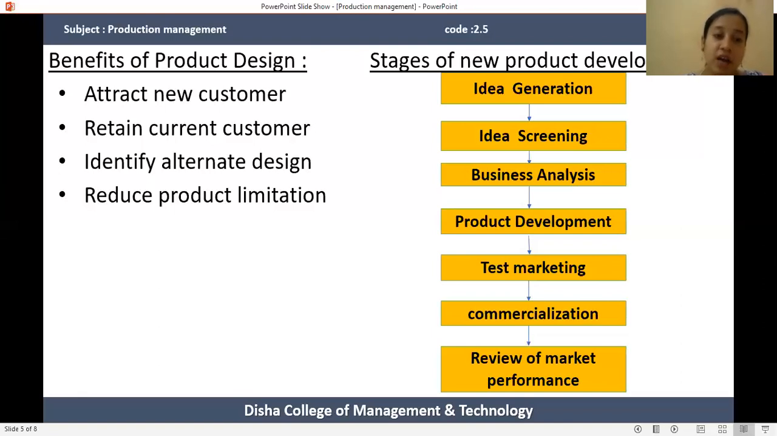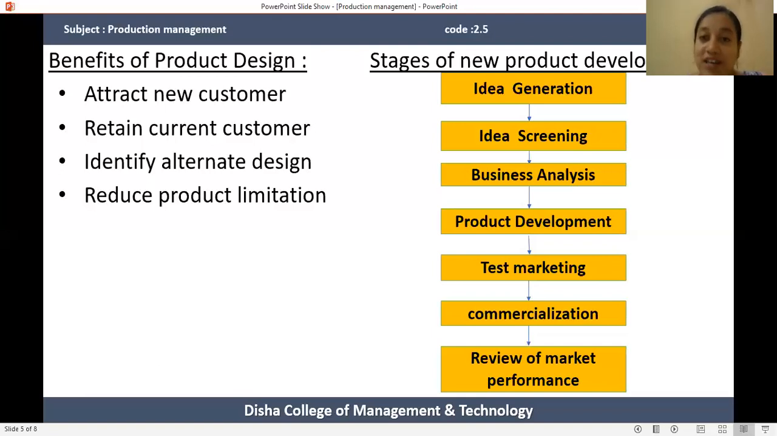The last one is reducing product limitations. If the production department identifies the alternate designs, then they can reduce various limitations the product has. By adopting better technology and better designs of the product, they can reduce the limitations of the product to a large extent. So this is all about the concepts, meaning and benefits of product design.